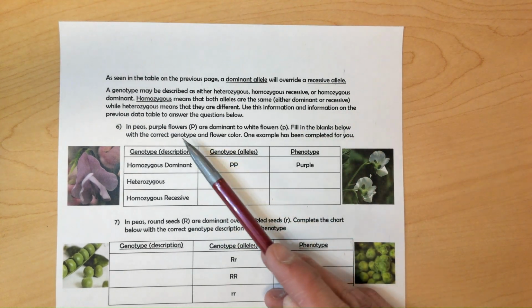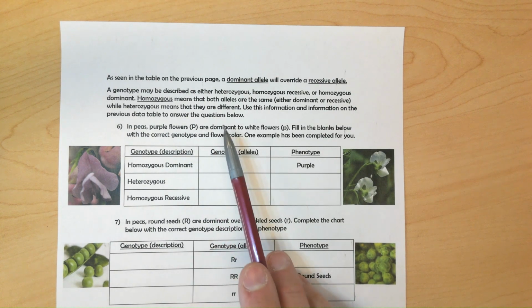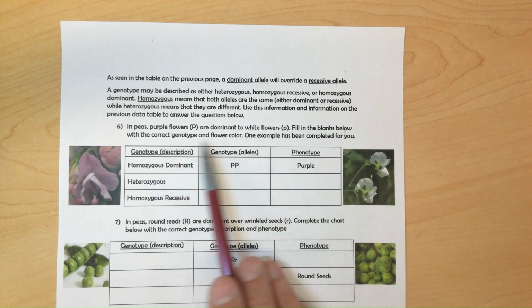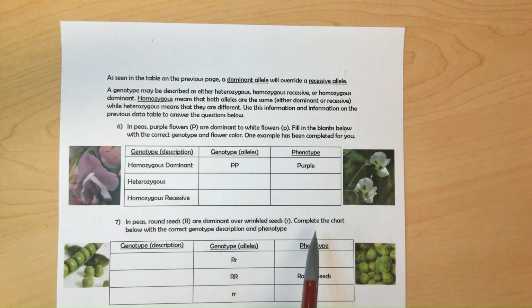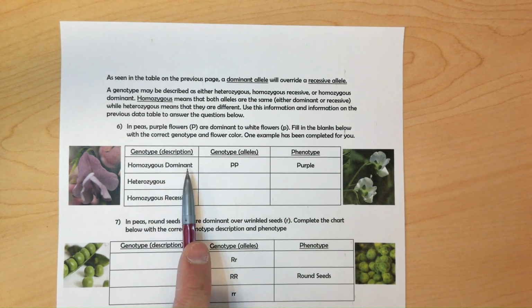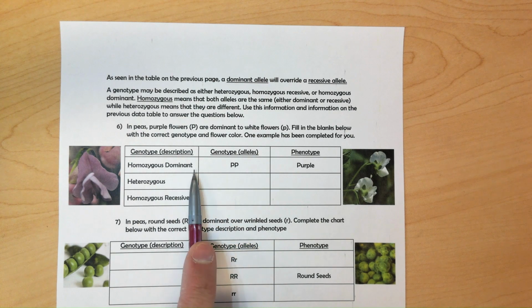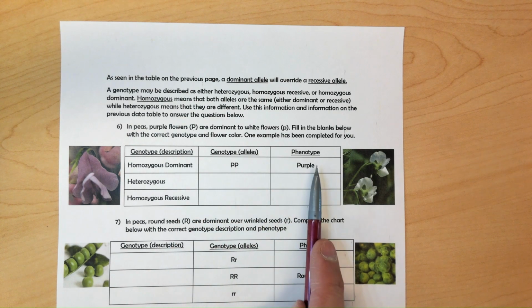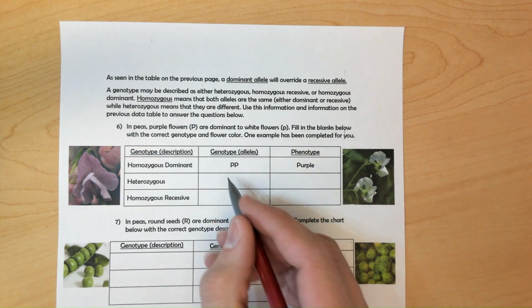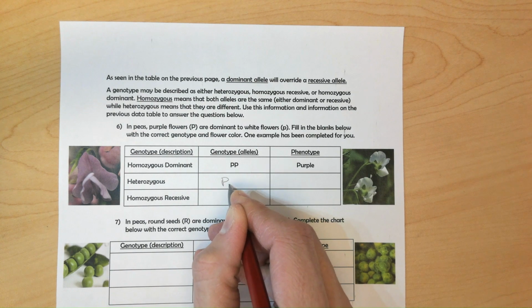So for number 6, it says in peas, purple flowers, capital P, that's the allele, are dominant to white flowers, lowercase p. Fill in the blanks below with the correct genotype and flower color. We already completed one example for you here. So homozygous dominant, remember homozygous meaning the same, so big P, big P. Dominant is going to be capital letters. That's going to result in purple because purple is dominant. For heterozygous, we're talking about different, so that'll be big P, little p.